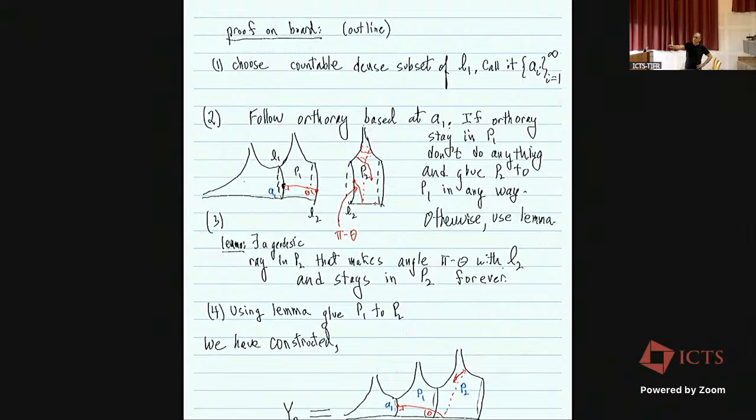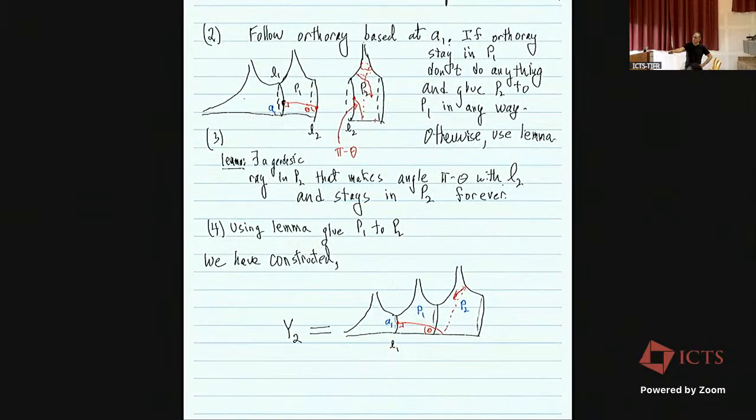It's not an orthoray anymore from here. It makes the complementary angle to this one so that when you're finished with this step, you have this picture down here. This is the new piece that was added. But you add this piece so that this guy stays inside P2. So I've just built an orthoray that starts at A1 and just stays for an infinite amount of time inside this piece Y2.